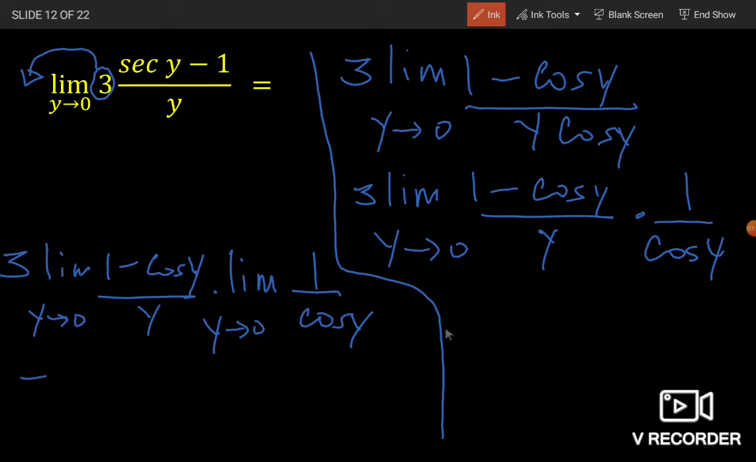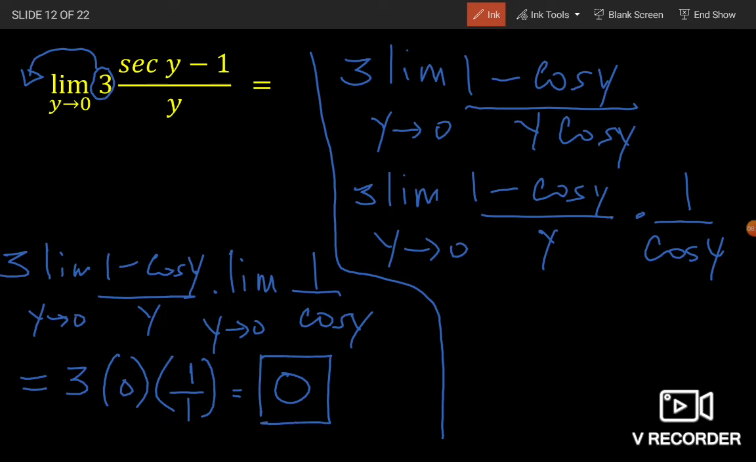Now you can simplify this further. I have here 3. If you recall, the limit of (1 minus cosine of y) over y as y approaches 0 will be 0. And 1 over cosine of y as y approaches 0: cosine of 0 will be equal to 1, so 1 over 1. Simplify this further, 3 times 0 is 0, times 1, 0. So our final answer, therefore, here is 0.